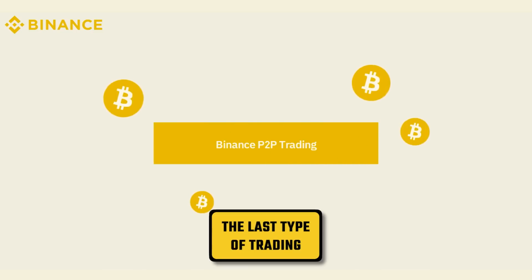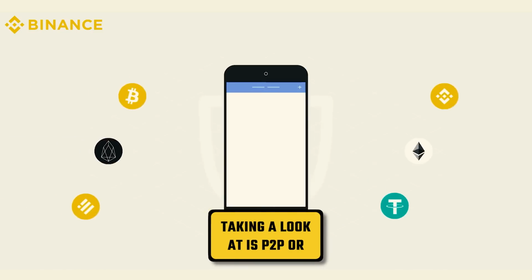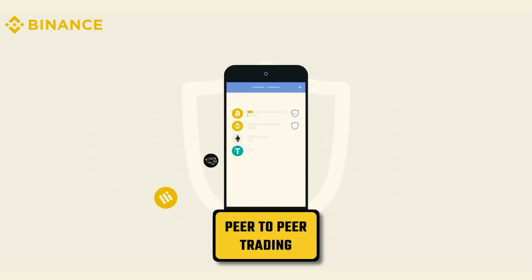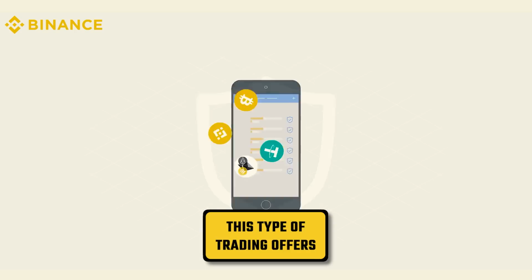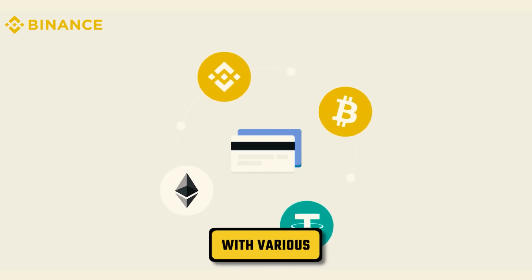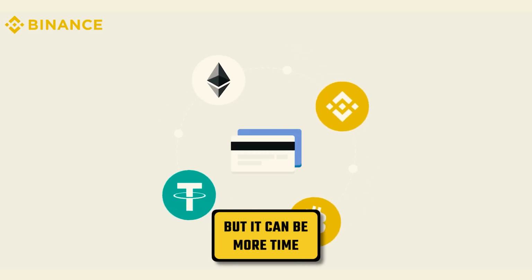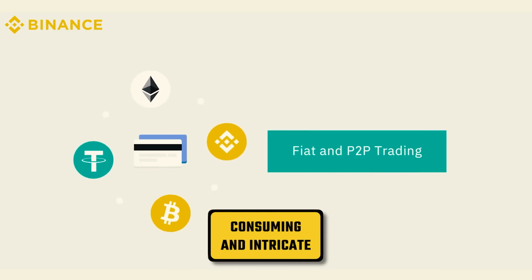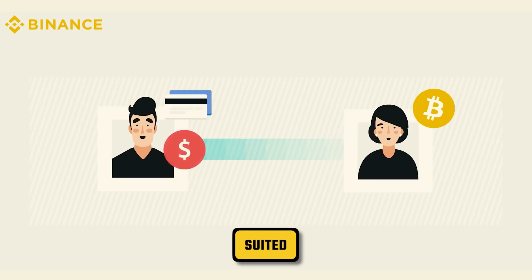The last type of trading we'll be taking a look at is P2P or peer-to-peer trading. This type of trading offers a flexible approach with various payment options, but it can be more time-consuming and intricate. It's better suited for intermediate and advanced traders.